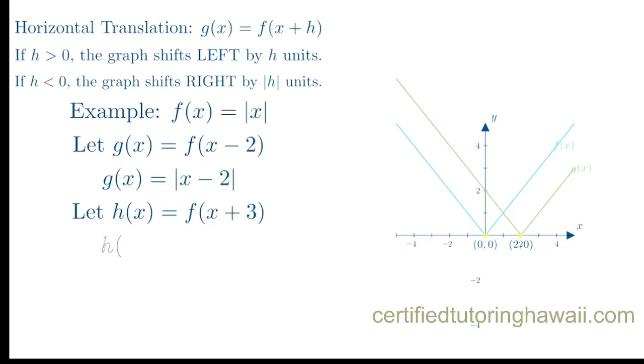Now, let's look at h(x) equals the absolute value of x plus 3. The plus 3 inside the function means the graph shifts 3 units to the left. The vertex moves from (0, 0) to (-3, 0). This backward behavior is something you just have to remember for horizontal transformations. If the change is inside the function, it affects x, and it does the opposite of what you might expect.